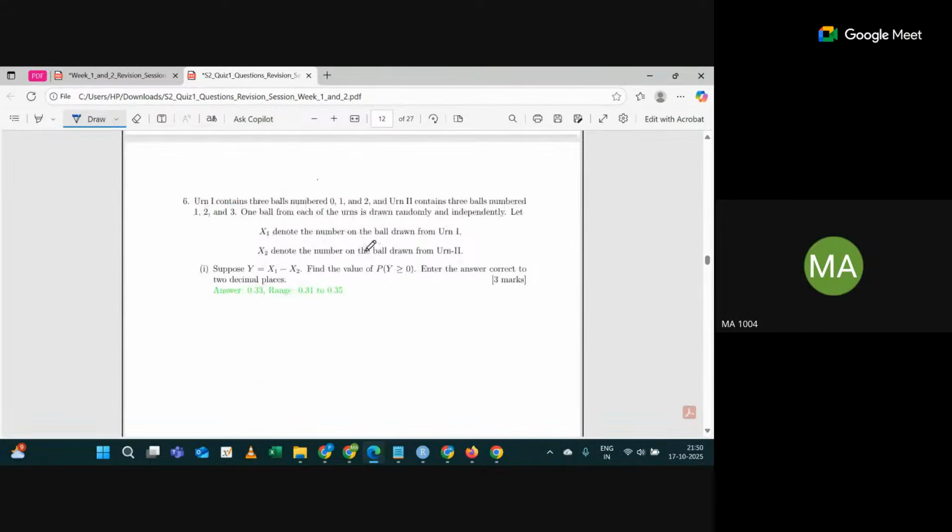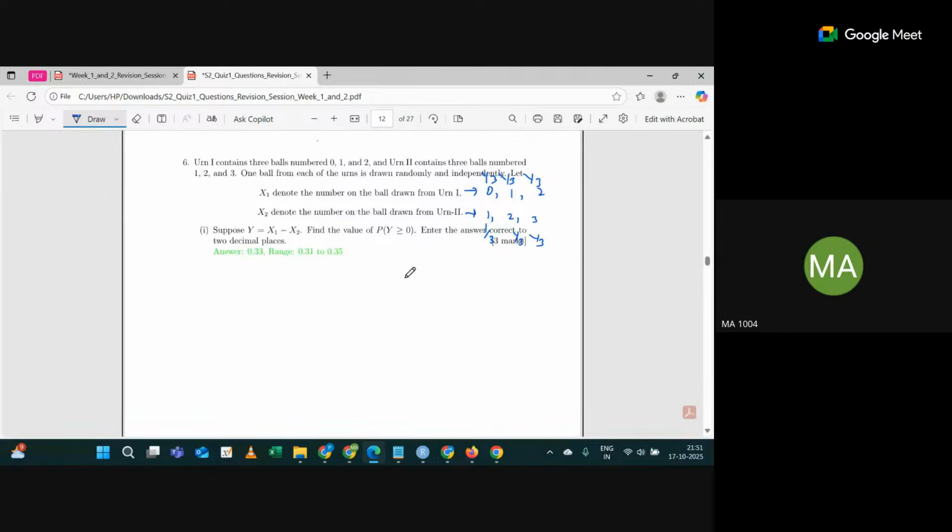So what does the question say? X1 denotes the number on the ball drawn from urn 1. That means X can take values 0, 1, and 2. First of all, what are the probabilities? If it's just three balls, 1/3, 1/3, 1/3. Very good. In the one question we solved, it was clearly mentioned uniform. Here you have to identify it. Same for X2: 1/3, 1/3, 1/3.